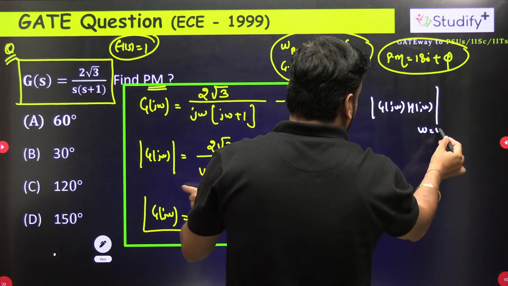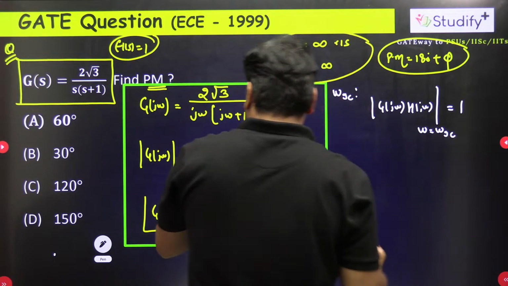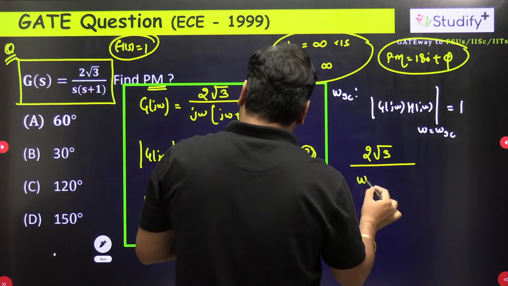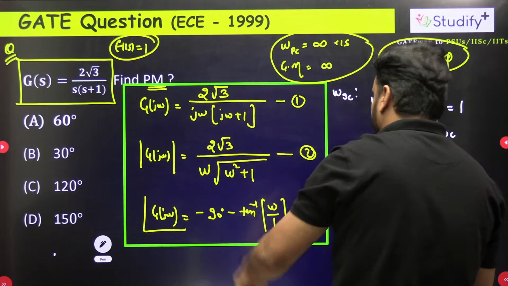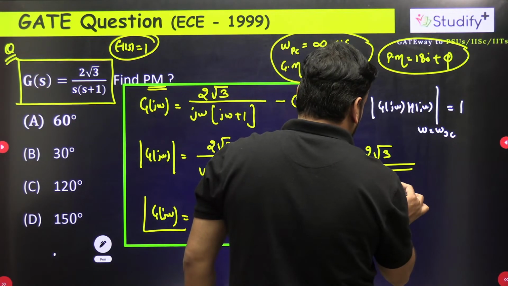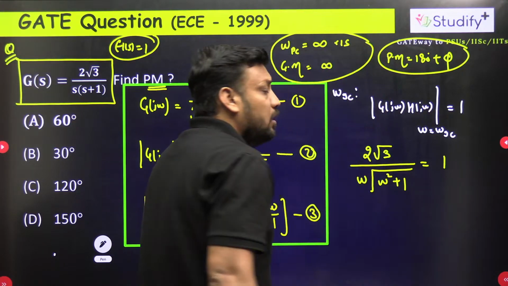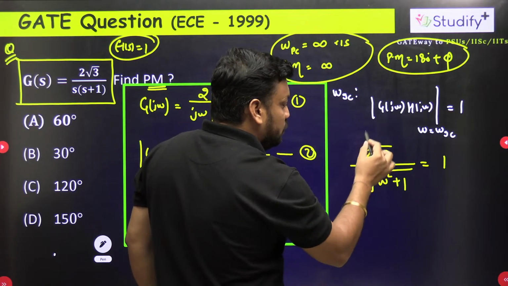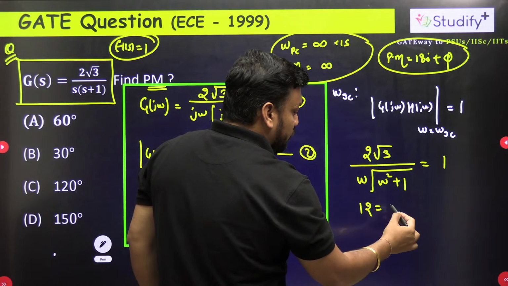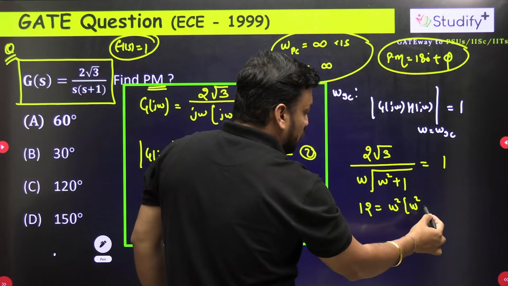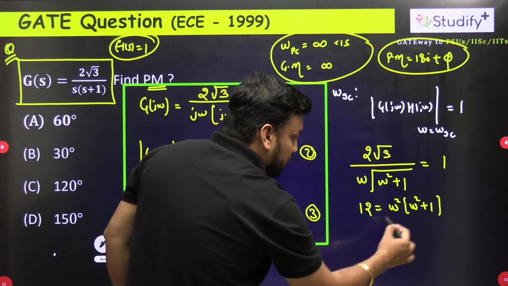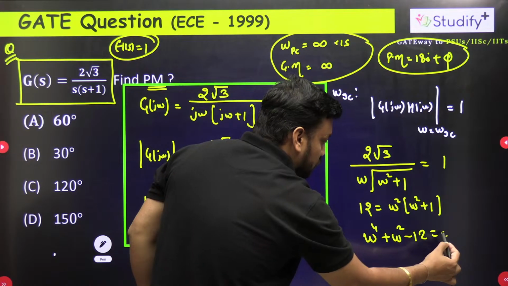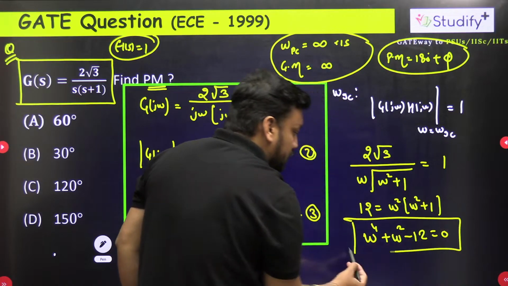At omega equal to omega GC, this entire equation should be equal to 1. Twice root 3 upon omega, this entire equation should be equal to 1. Omega under root of omega square plus 1 should be equal to 1. Now students, just cross multiply and square both sides. 4 3s are 12. When you square both sides, you will get omega square into omega square plus 1. Now just open the bracket, so you will get omega to the power 4 plus omega square minus 12 equal to 0. So this is my final equation.